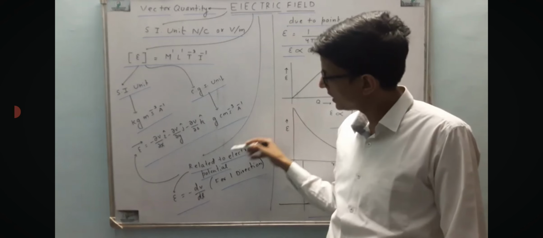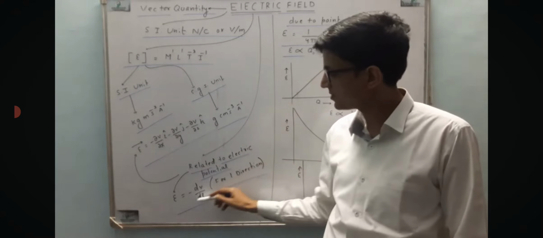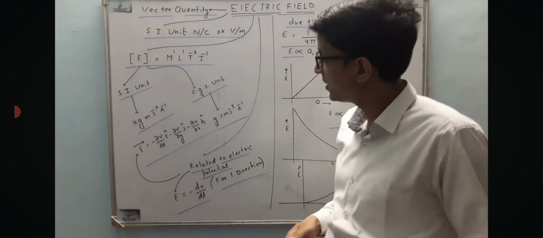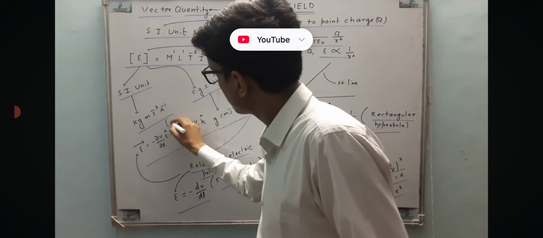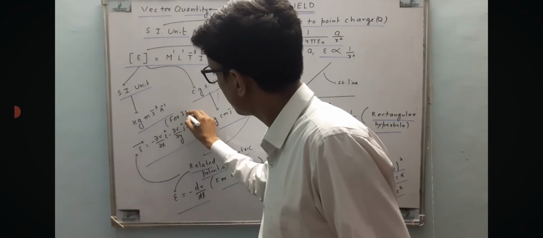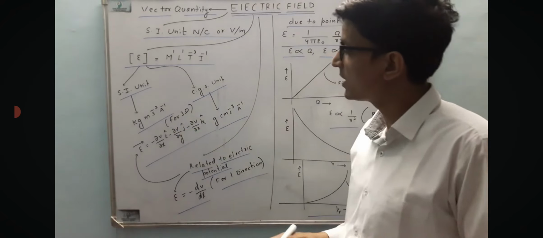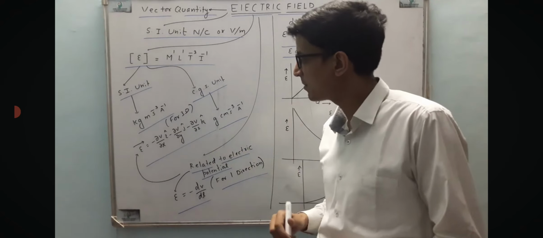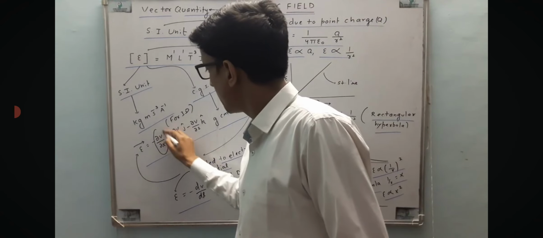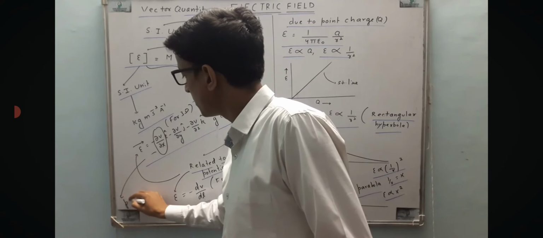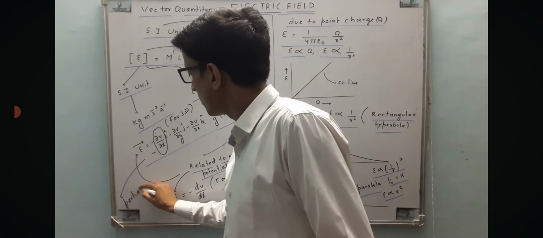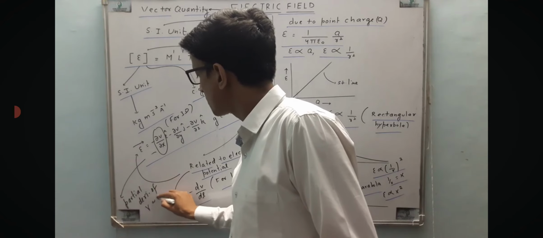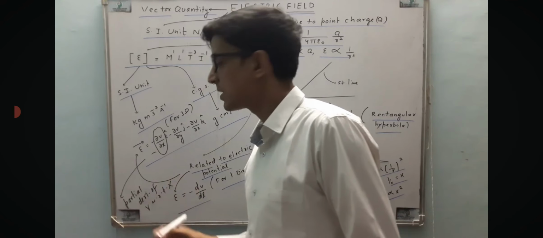Now electric field is related to electric potential. For one direction, E is minus dV by dx, and for 3D, in terms of vectors, it is related by minus del V by del x i cap, minus del V by del y j cap, minus del V by del z k cap, where del V by del x represents the partial derivative of V with respect to x. This is the partial derivative.